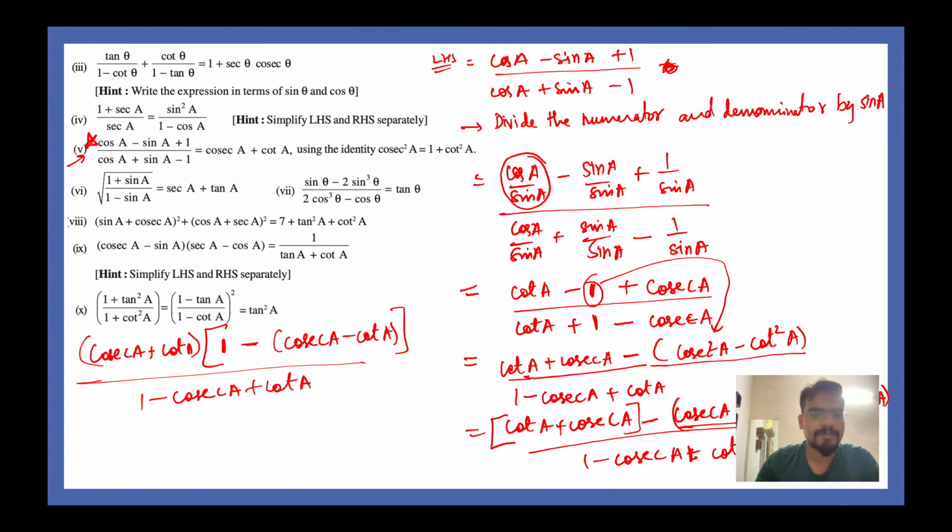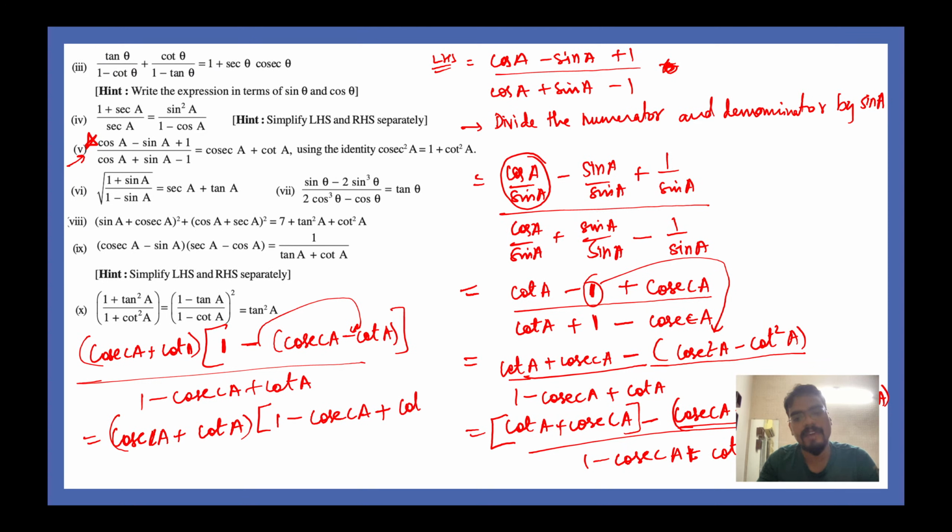Yes or no? Yes. This can be written as cosec A plus cot A multiplied by 1 minus, opening this bracket will give us 1 minus cosec A. Now this minus and this minus will multiply with each other and we will get plus cot A.